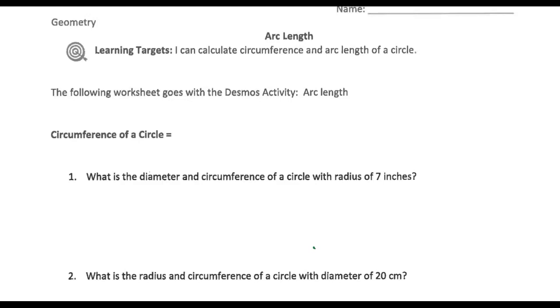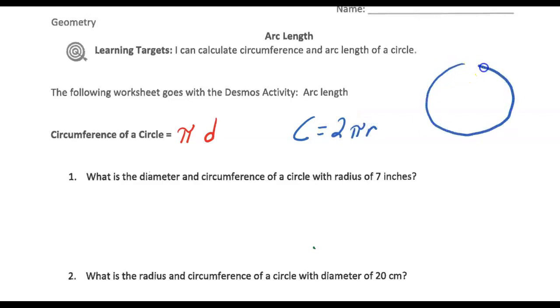Hello geometry students. Today's learning target is to talk about the circumference of a circle and then the length of an arc. So if you remember from Algebra 1, the circumference of a circle is pi times diameter. Some people say the circumference is 2 pi r.